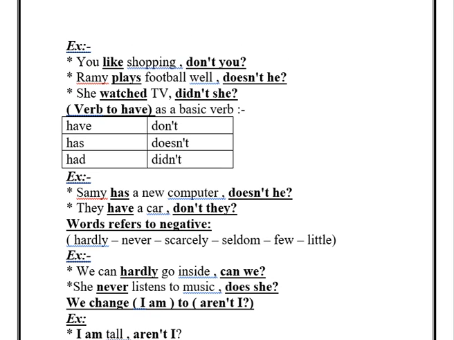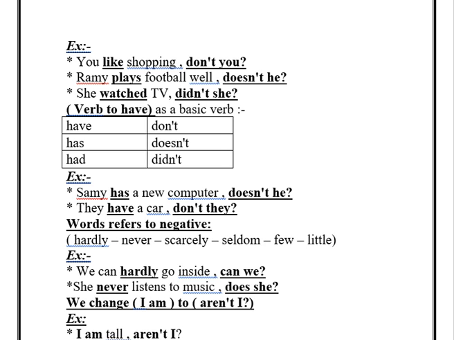The next one. Rami plays football well. Here plays is in the present simple, but it has s after play, so we'll use doesn't he. The last one. She watched TV. What is the tense of this sentence? It's in the past, so it will be didn't she.